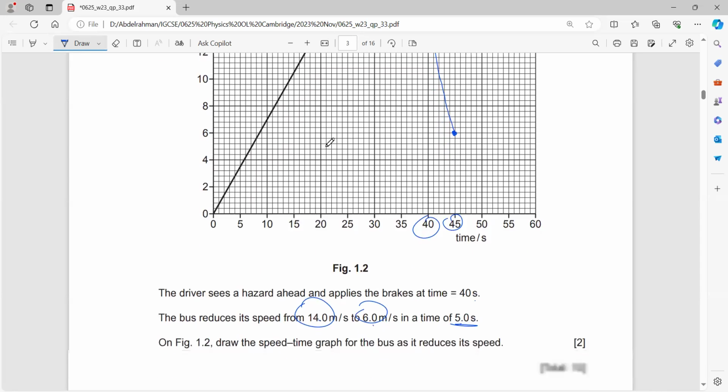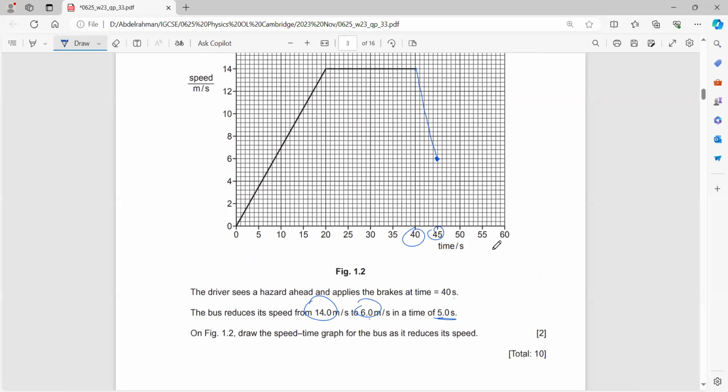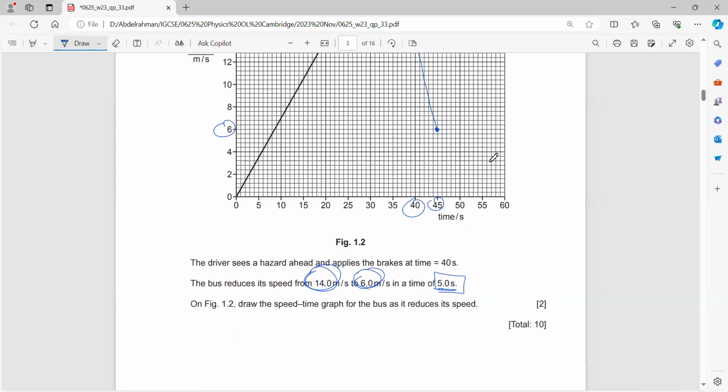That's it. It's a very simple graph. All I need to do is read what he told me. He told me he will apply the brakes and it will reduce the speed from 14 to 6. Initially the speed was 14, and finally the speed will be 6. How much time did this take? Only 5 seconds. So from 14 to 6 in 5 seconds, I will decrease the speed. That's it. Any questions? Okay.